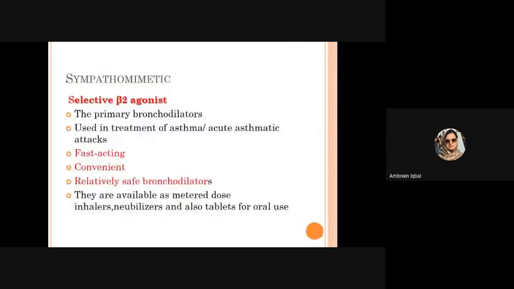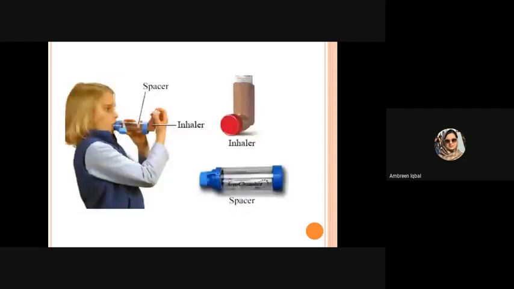Now we are going to discuss these drugs individually and certain characteristics about them, like sympathomimetics. We preferably use selective beta-2 agonists here. They are the primary bronchodilators used in the treatment of asthma, acute asthmatic attacks. They are fast acting, convenient, and relatively safe. They are available in metered-dose inhalers, nebulizers, and tablet form for oral use. So you preferably use beta-2 agonists in acute asthmatic attacks.